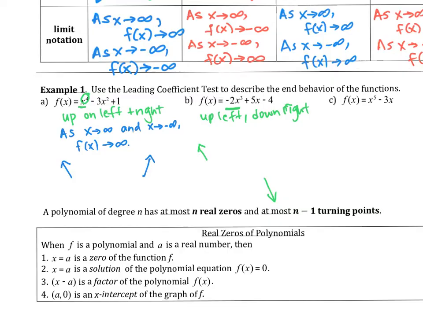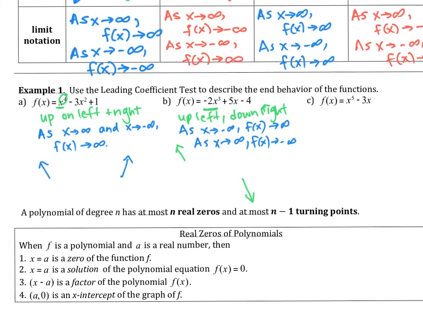For limit notation, I might say, let's see, on the left, it goes up, and on the right, the graph goes down. Unless it specifically tells you a way to write it, it's up to you.